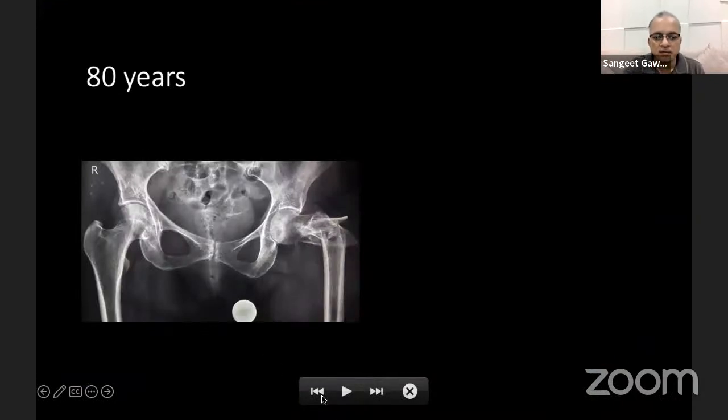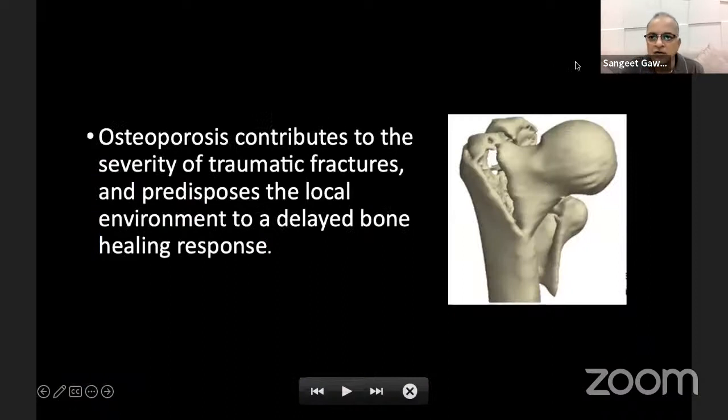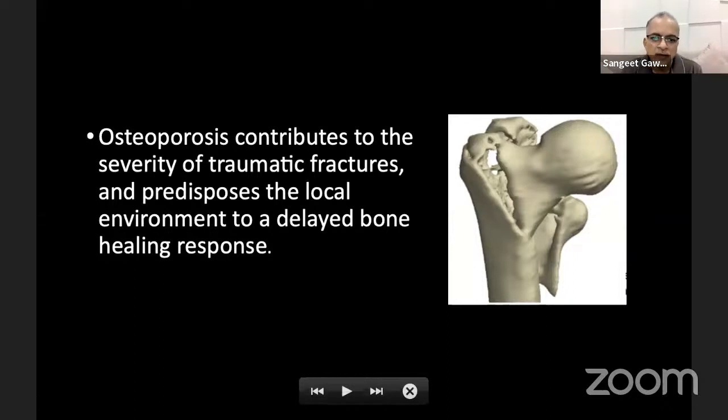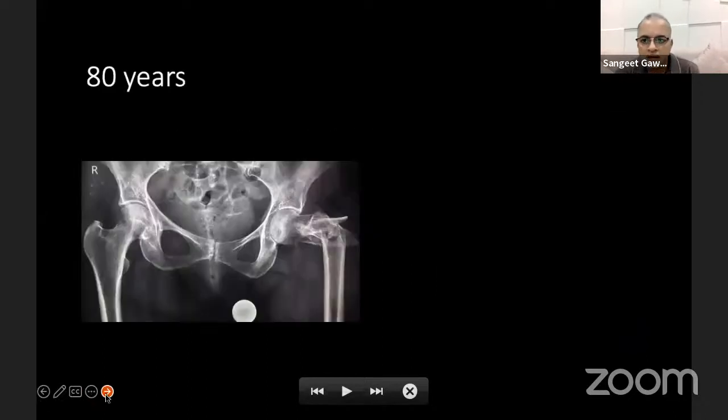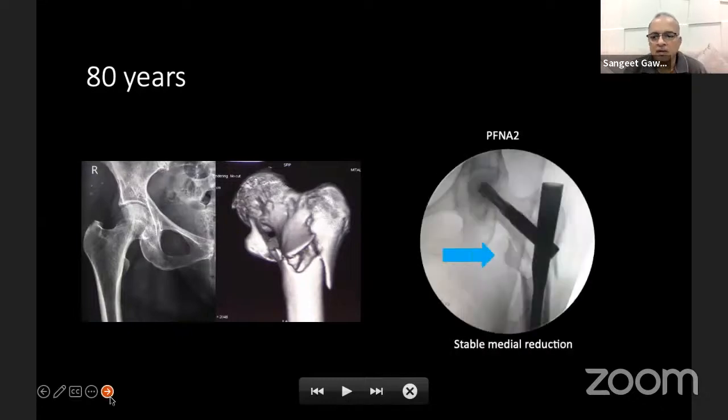Now, as we know, osteoporosis contributes to the severity of the traumatic fracture, and it predisposes the local environment to a delayed bone healing response. An example, this is an 80-year-old patient, again a female, and she had sustained this fracture, and you can see here the complexity of the fracture. The trochanter is split in a sagittal plane, then you have a lesser trochanter, there is a comminution at the subtrochanteric level, the lateral wall is thin, and what has been discussed in the earlier talk by Dr. Gadigone. So this is a stable reduction, though it is not a positive reduction.